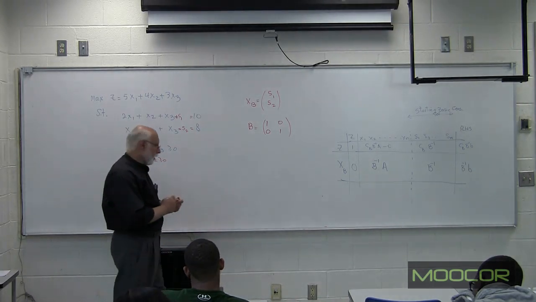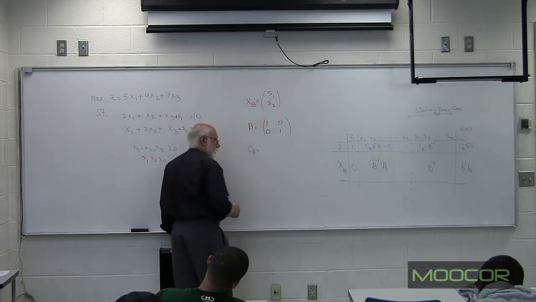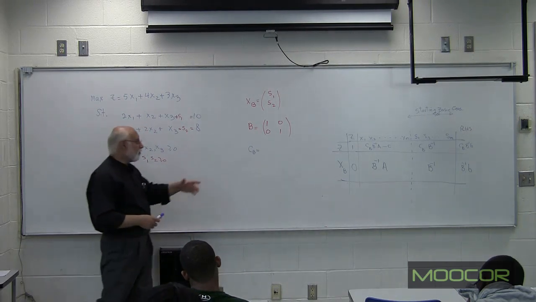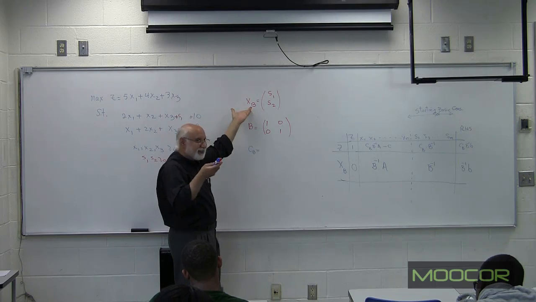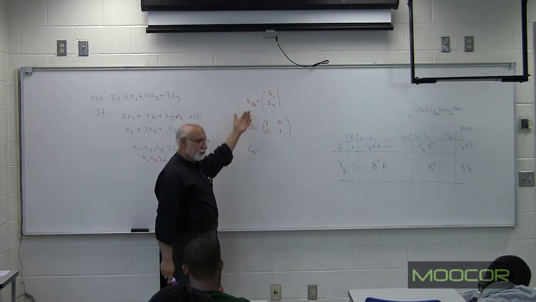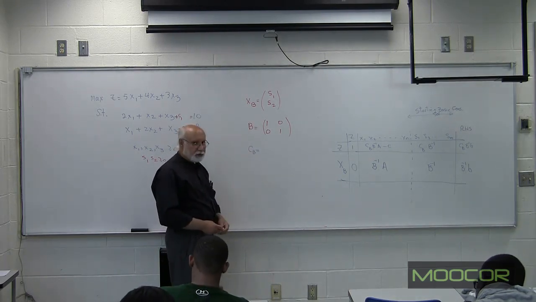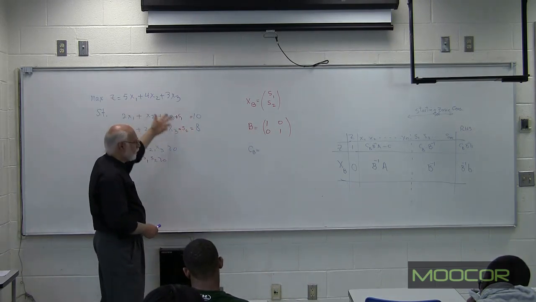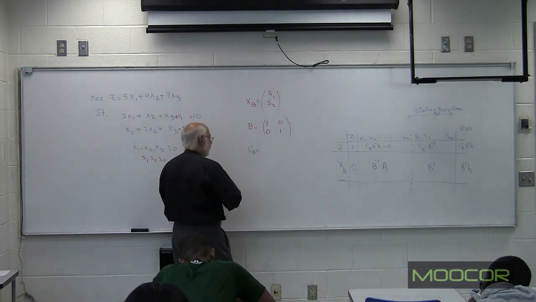There is also a CB. CB represents the coefficient of XB in the original objective function, not the standard form. What is the coefficient of S1 and S2 in the original objective function? 0 and 0.